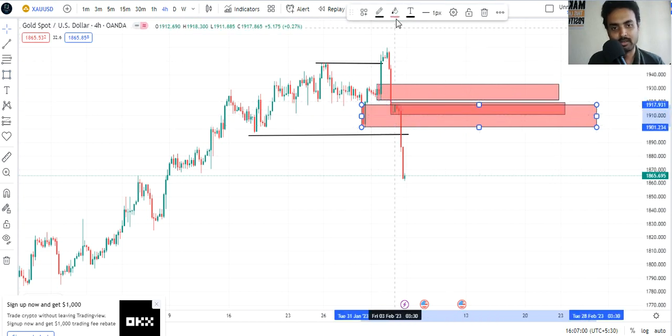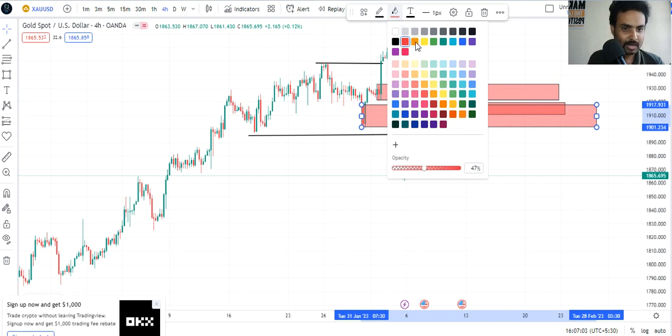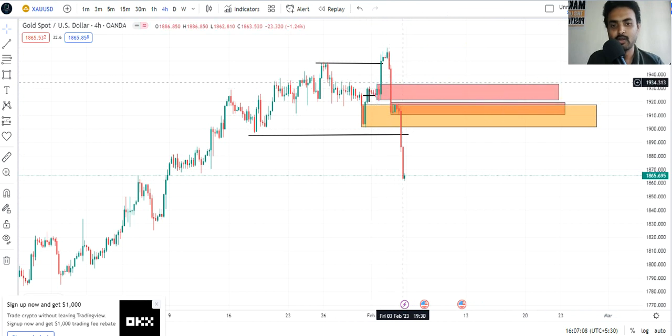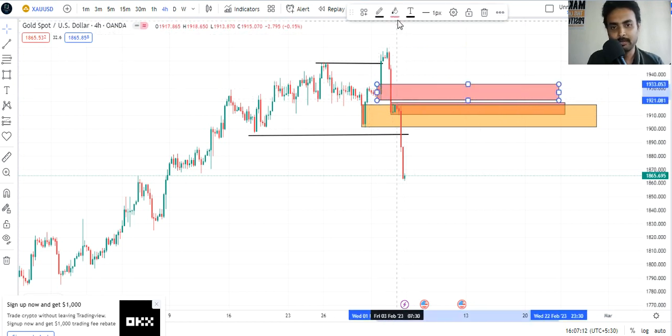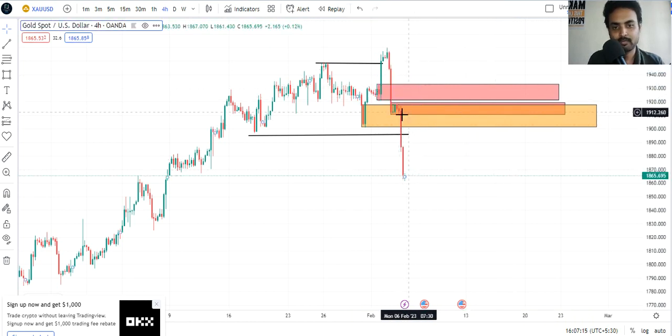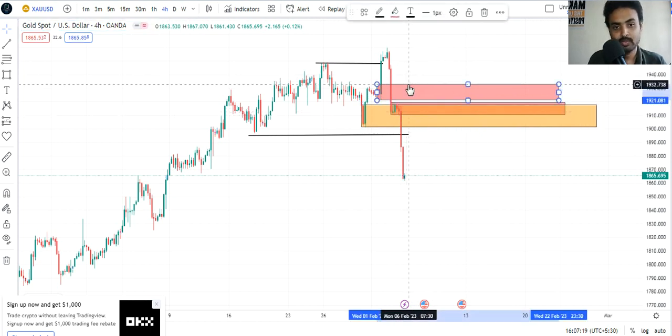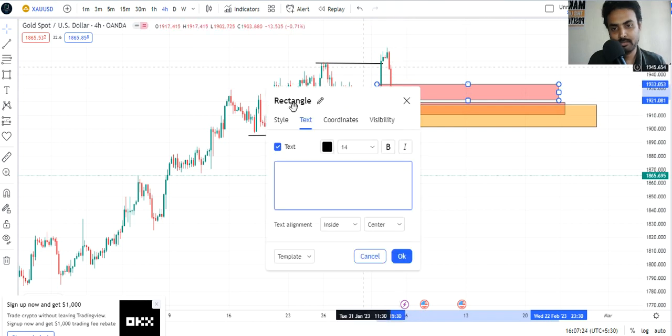Let us mark this. This is also kind of a breaker block. Okay, so let's mark this breaker block in orange color, and above you also have a breaker block, that is also a breaker block. And you have the bearish order block in between also. So let me mark this color, I don't know why it is not changing.